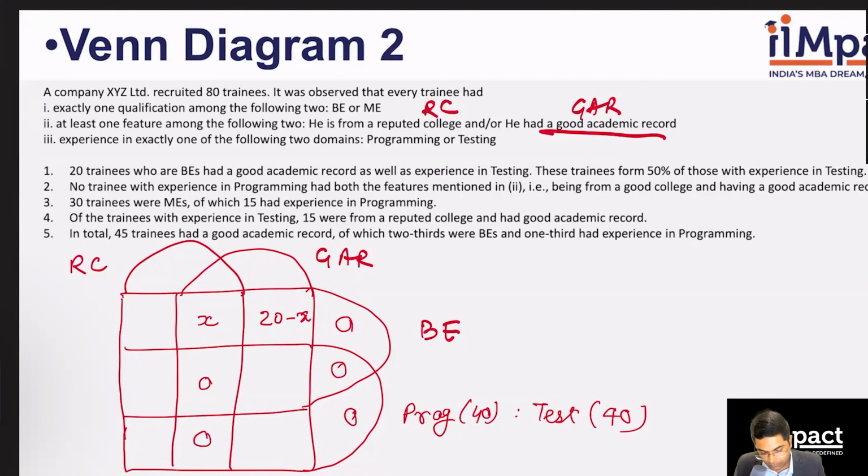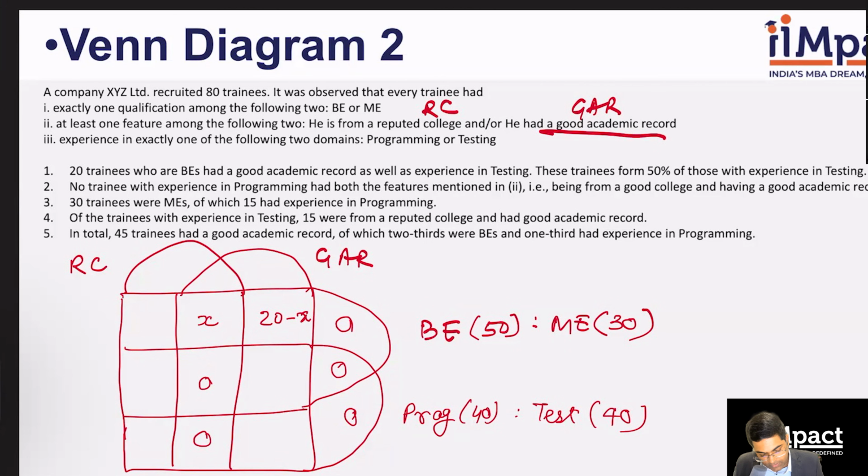Can I put this? So no trainee who had programming experience had both, so there is no overlap between reputed college and good academic record within the programming set. Okay. All right. Clue number 3. 30 trainees were MEs, which tells me 50 were BE. ME is 30. So 30 were MEs, of which 15 had experience in programming.